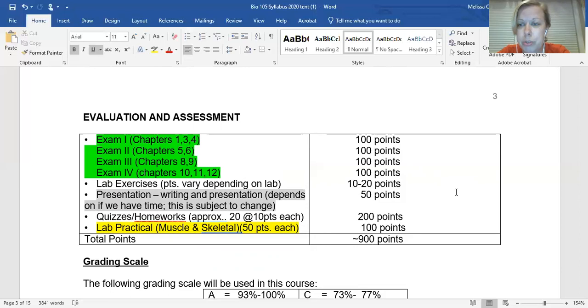You have lab exercises that you're going to be doing at home with the lab kit, and we'll go over a little bit of lab safety. The lab exercises themselves are anywhere from 10 to 20 points apiece.